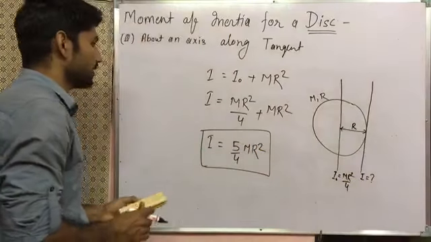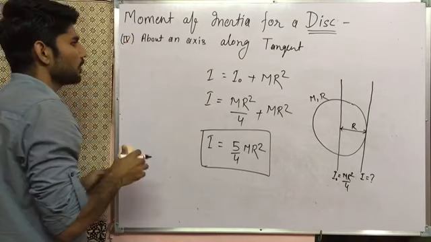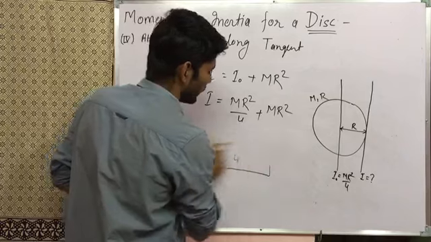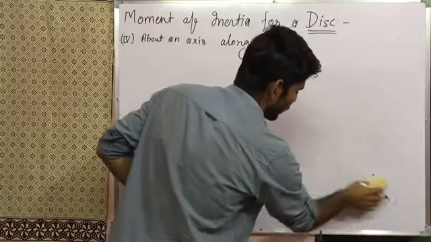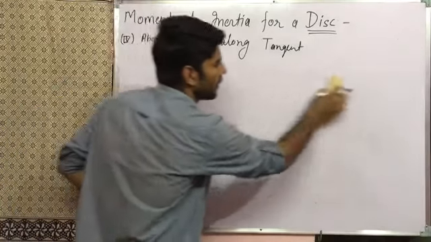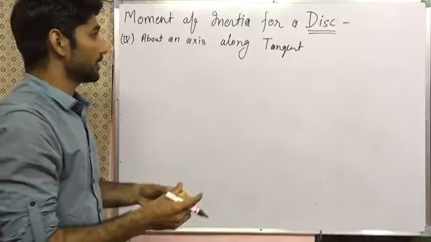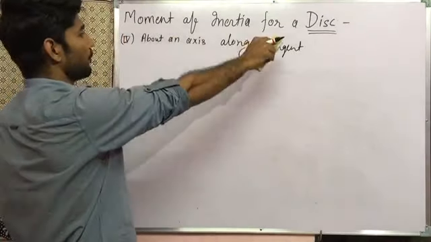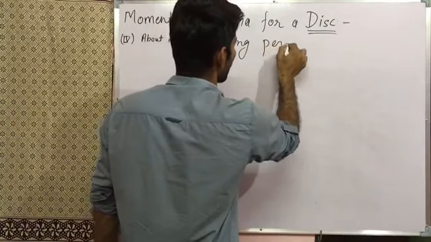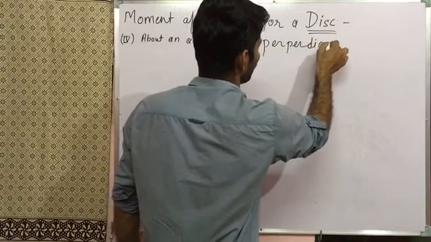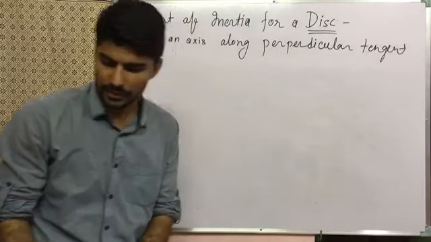So this is our third case, and now we take the fourth case and then we wind up our video because the length is going too long, and it is a very big problem to upload a video of big length. So that's why we have to control the length of the video, so we don't waste any time and we move forward. The moment of inertia for the disk about an axis along the perpendicular tangent. Perpendicular tangent, but do you understand?